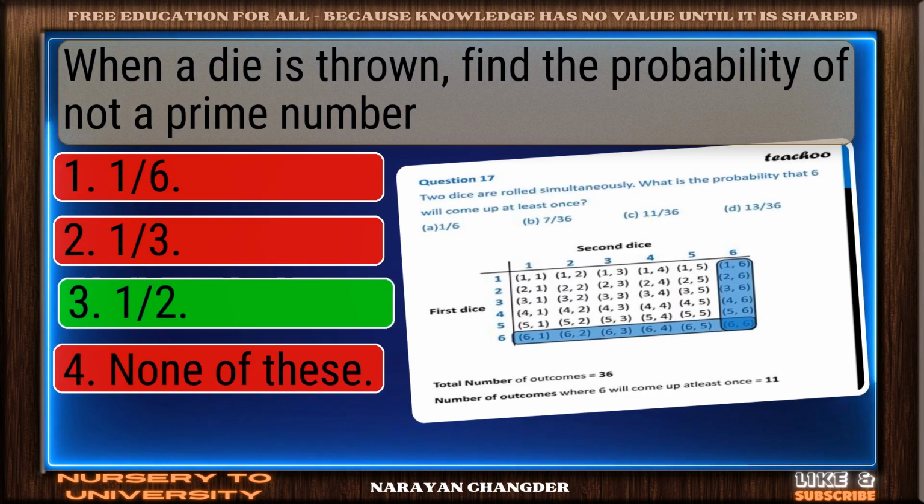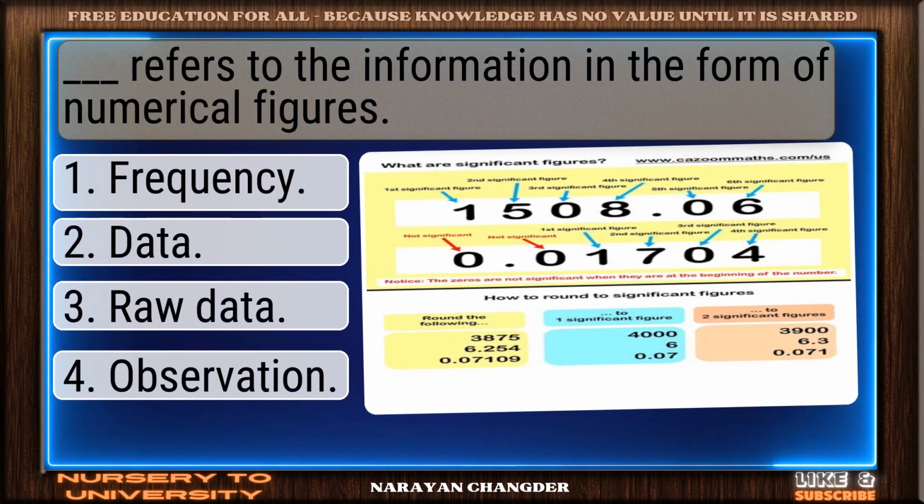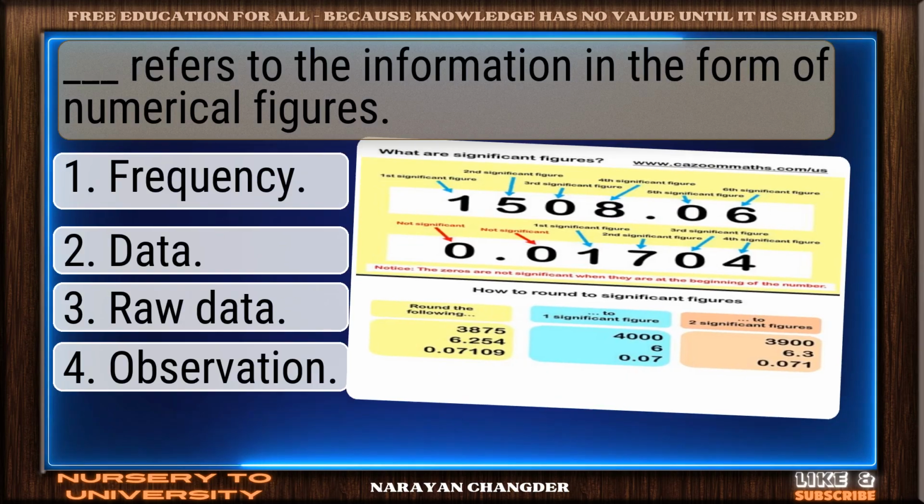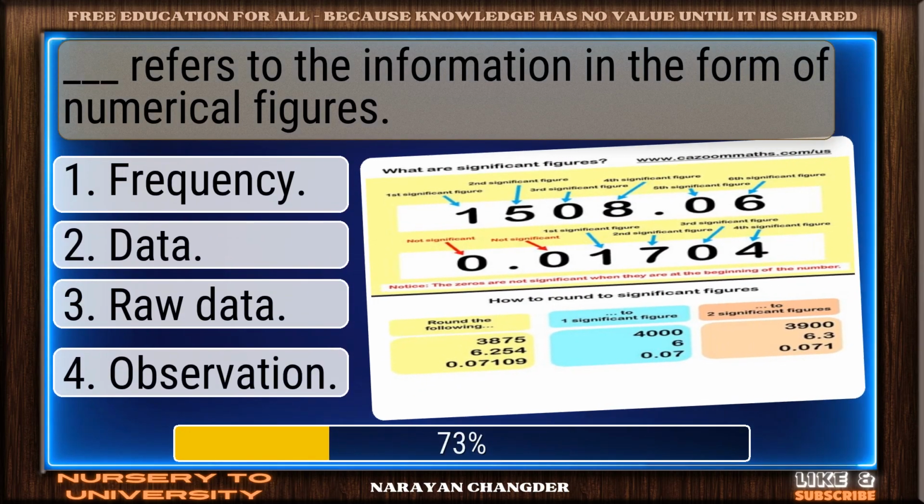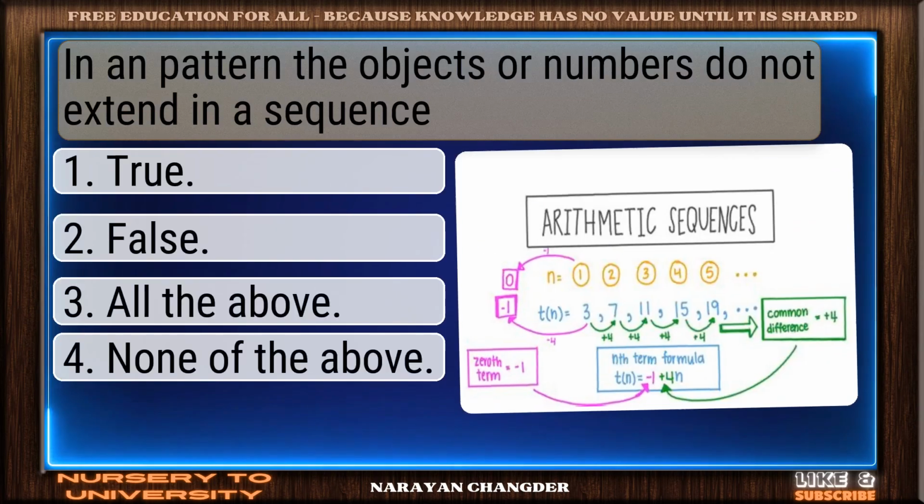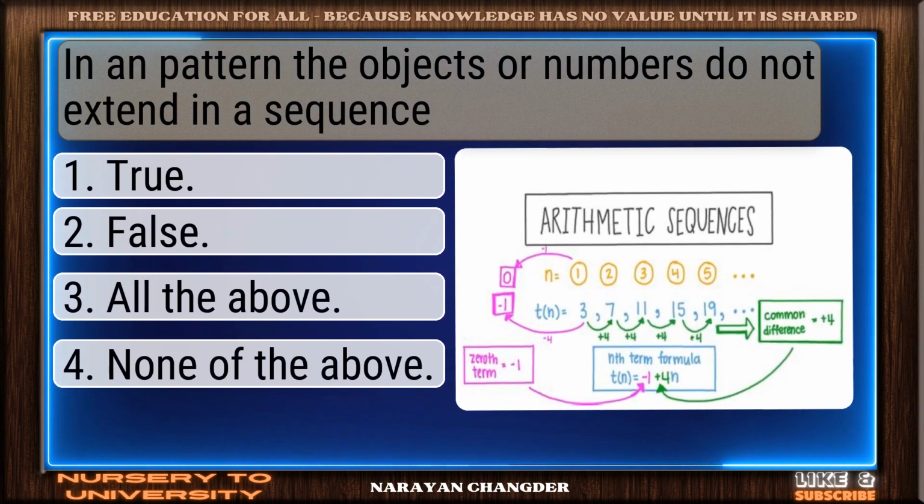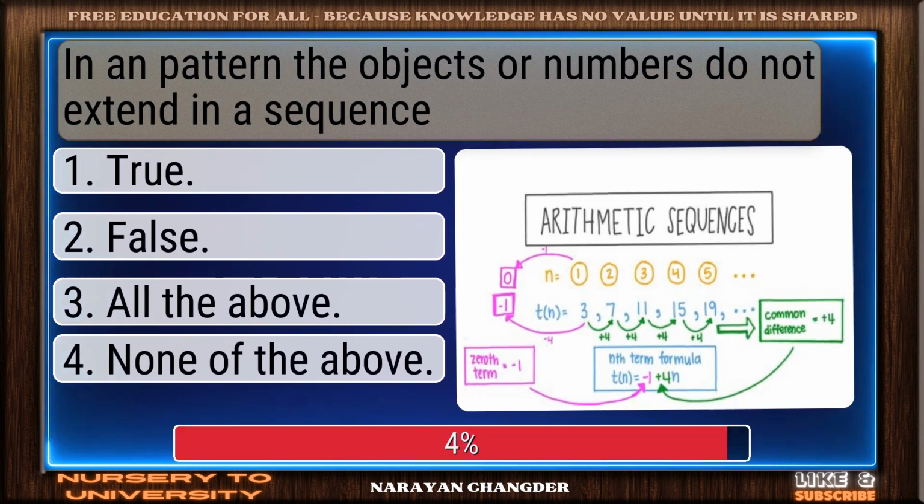You're right. 1/2 is the correct answer. Question number 97. Dash refers to the information in the form of numerical figures. On track. Data is the correct answer. Question number 98. In a pattern, the objects or numbers do not extend in a sequence.